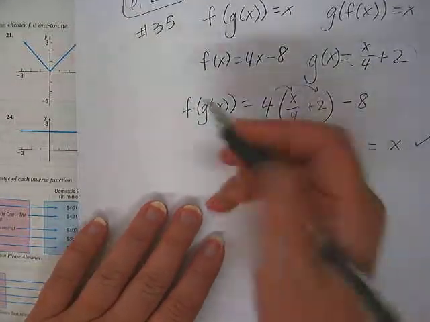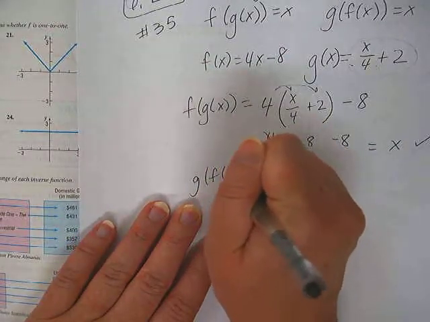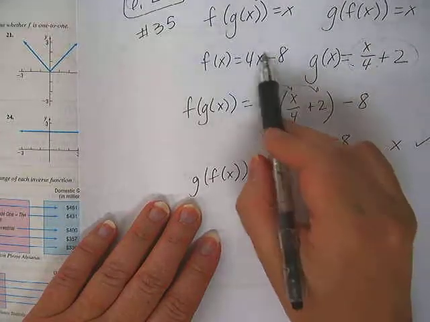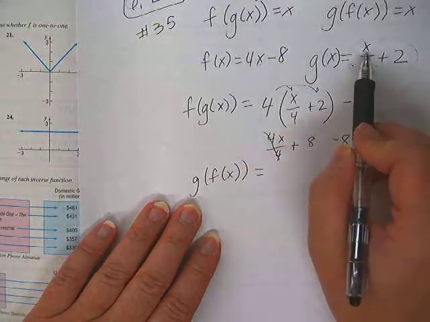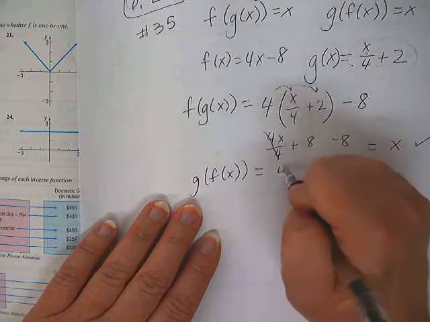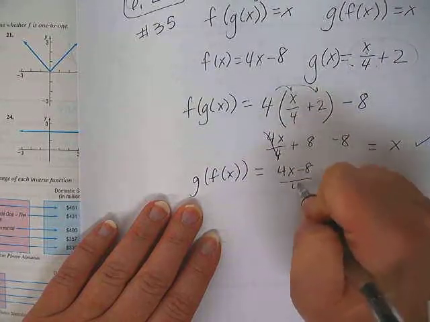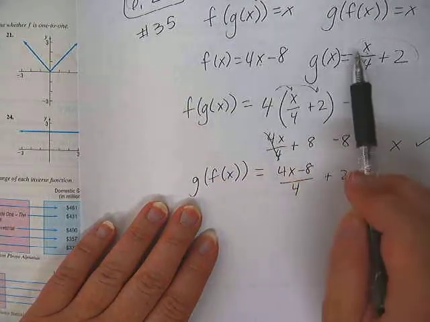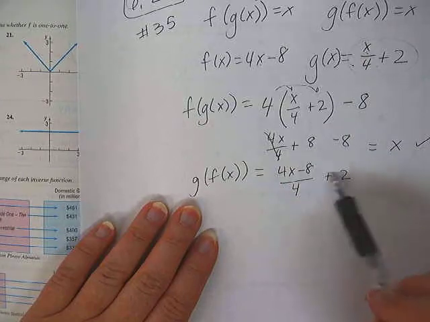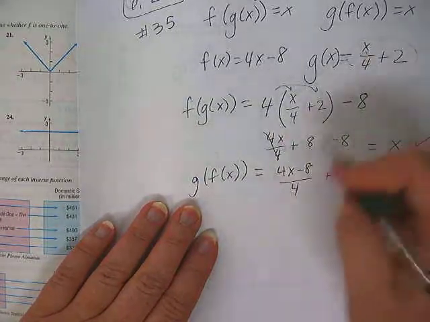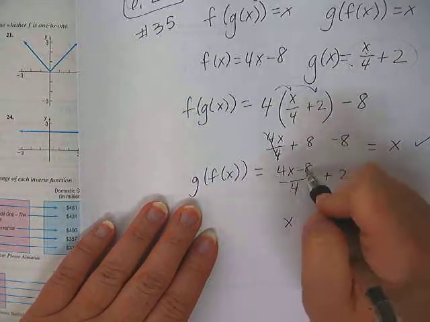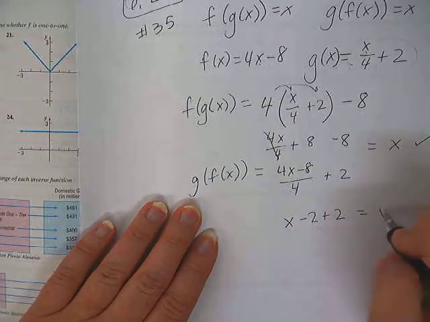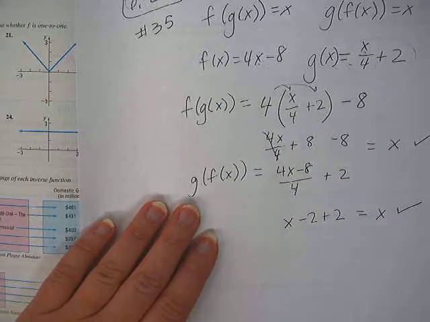Okay? So let's try now doing g of f of x, because in order for them to be inverses, it has to go both ways. So now we take f of x and plug it into that x in g of x. So we have 4x minus 8 over 4 plus 2. I just took this entire function, put it in place of the x in this function, and now I simplify it. So 4 divides into 4 once, 4 divides into negative 8 negative 2 times, and then x minus 2 plus 2 is x.